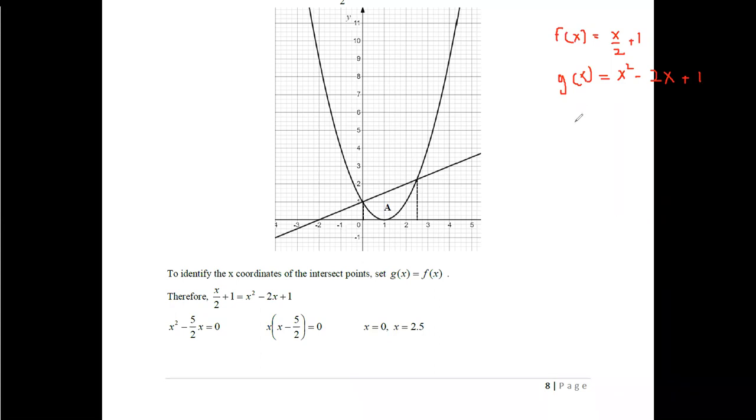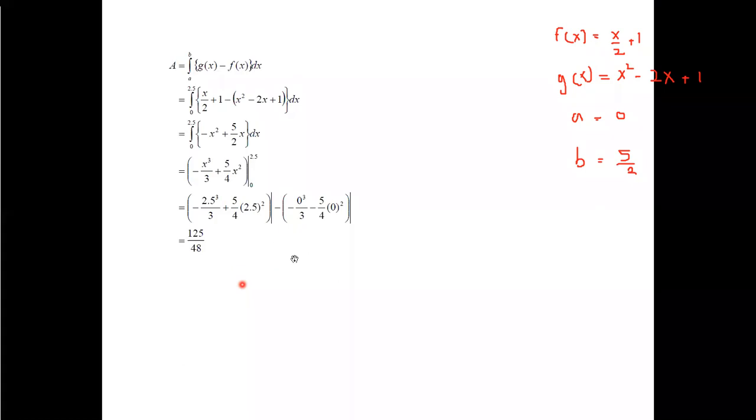And you have identified the value of a as 0, since it is the lower bound, which is the first point that we have identified for the intersection. The value of b is 5 divided by 2, or you can say 2.5. Now you have to do the substitution, and once you perform the substitution, you can see it is in this form, with the values of g(x) and f(x).